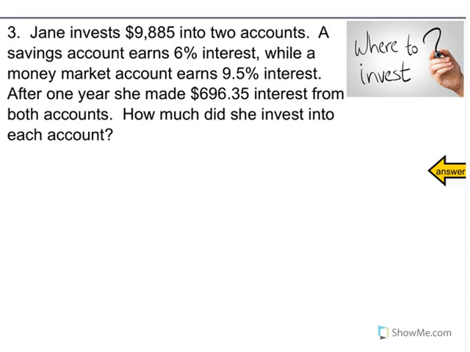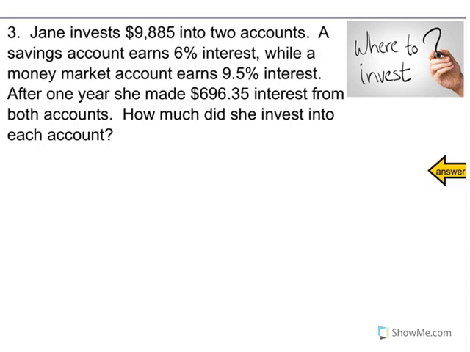Looking at 3, it says Jane invests $9,885 into 2 accounts. A savings account earns 6% interest, while a money market account earns 9.5% interest. After 1 year, she made $696.35 interest from both accounts. How much did she invest into each account?